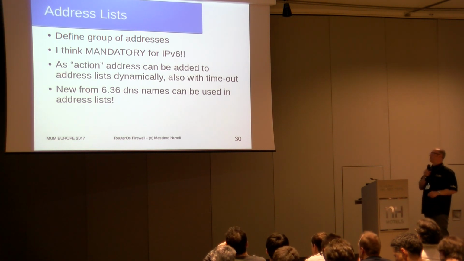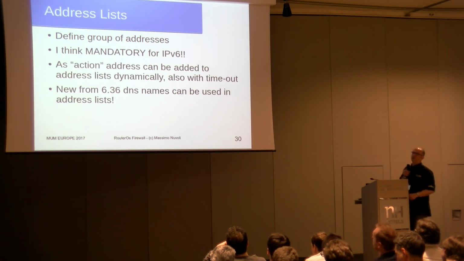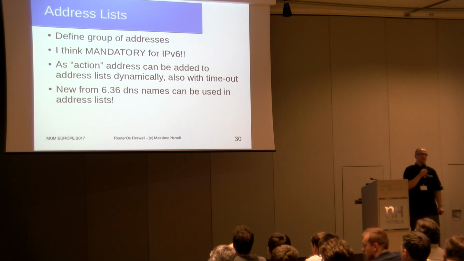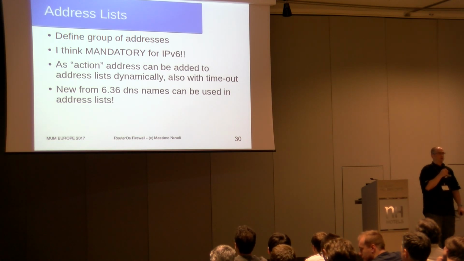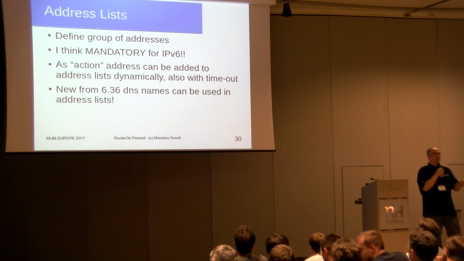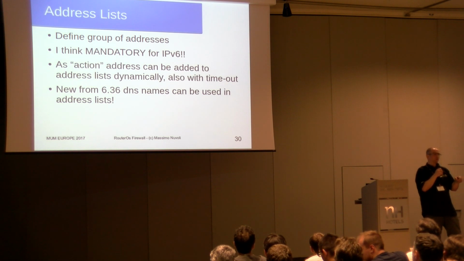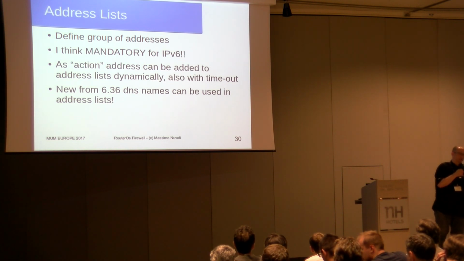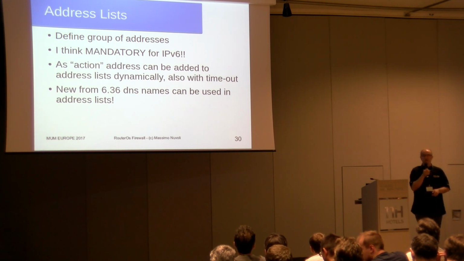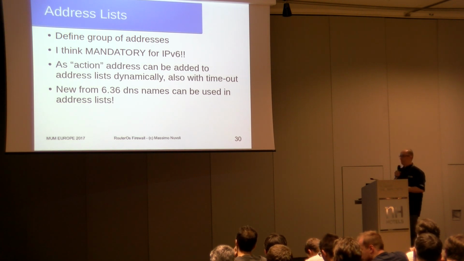And this is a big improvement from 6.36: DNS names can be used in address lists. So we can put in an address list also a name, not a physical IP address. This is very important also to simplify the configuration of a firewall.